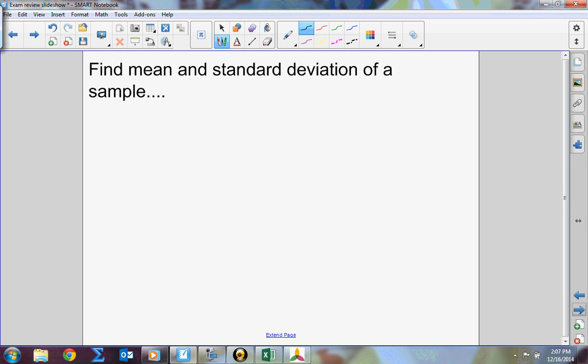Find the mean and standard deviation of a sample. So this is really a calculator exercise, and that's why I told you to make sure that you bring your calculator, because you'll put your numbers in L1, whatever numbers they are. I mean, you can do it the other way too, but this is the easy way. Put the numbers in L1 and then do stat.